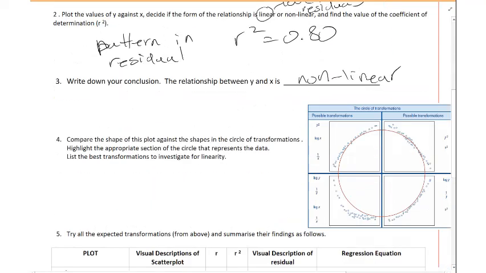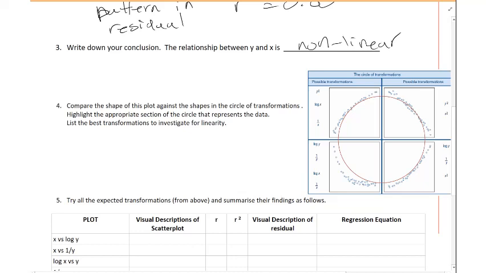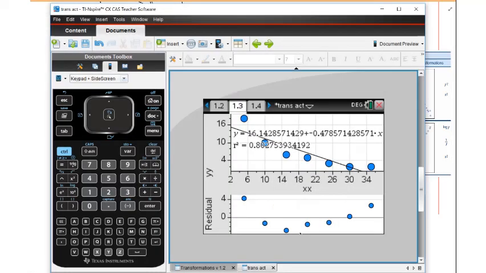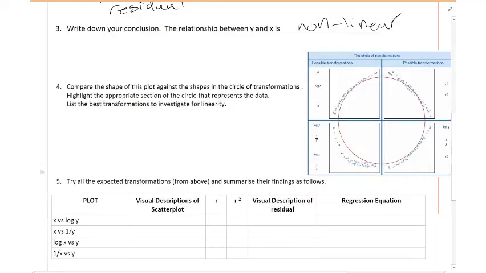Okay, so when we look at this, we want to compare the shape of the plot against the shapes in the circle of transformations. Let's have a look at the shape of our data. It's in this direction, so it's going to be in this part of your circle of transformations.